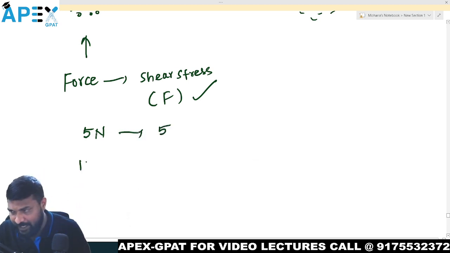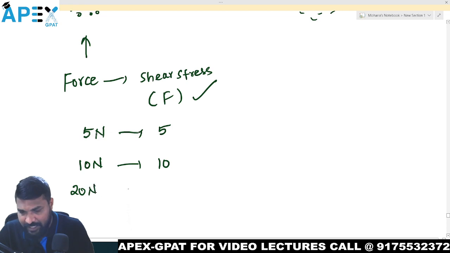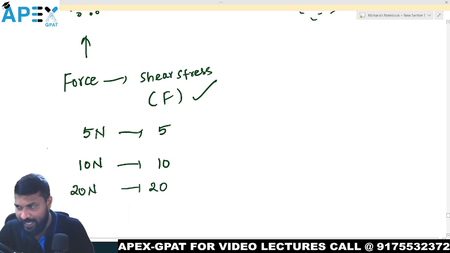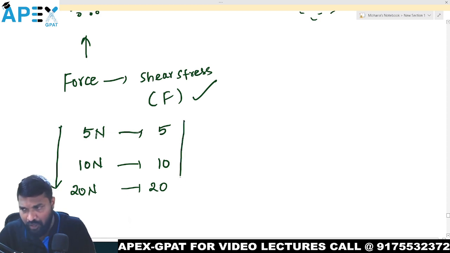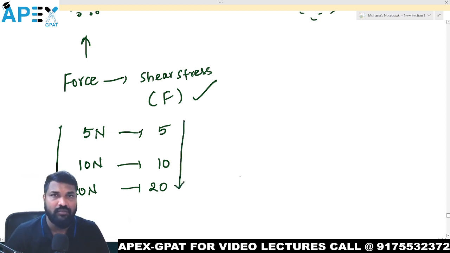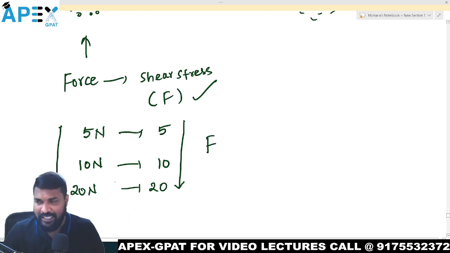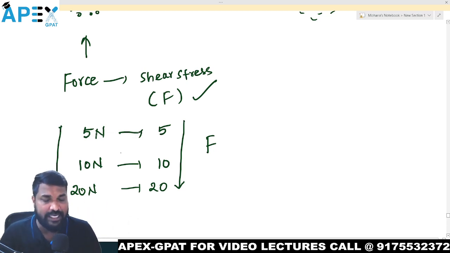When I applied the 10 Newton shear stress, the flow I found was 10. With the 20 Newton shear stress, the flow is 20. That means what is happening? I keep increasing the shear stress, and the flow also keeps increasing. What do we call the shear stress? F. When the shear stress is increasing, the flow also increases.